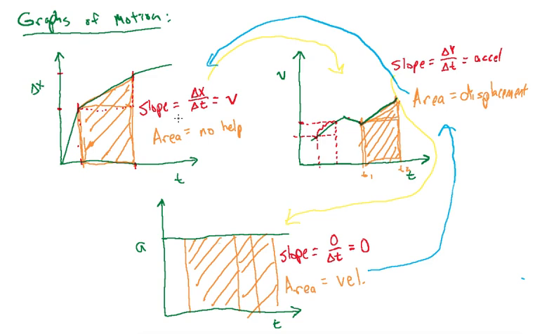Because you're almost guaranteed to get a question on a test where it's going to give you some sort of graph you haven't seen before, and you need to check and see what you can do. Can I get something from the area under it, or can I get something from the slope? And then you're going to have to do that.